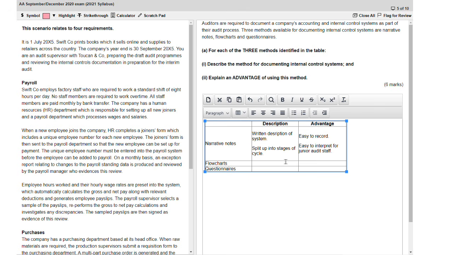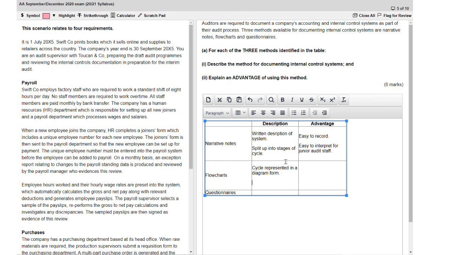Flowcharts are what flowcharts are. We know what they are, aren't we? It's where you actually represent a particular cycle in a diagram. So a particular cycle like purchase or payroll is represented pictorially, in diagram form. And one of the things particularly about it is they'll use columns for each stage of the cycle. So you have the order on the left, the dispatch in the middle, the invoice on the right, and so on. So the columns, again, are used to represent the stages of the cycle.